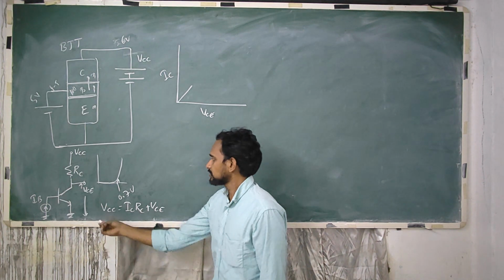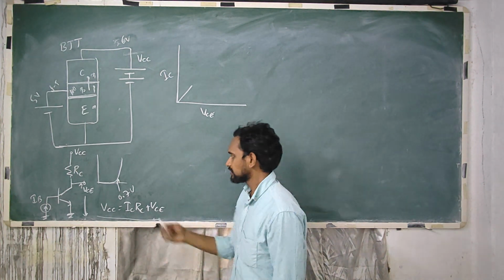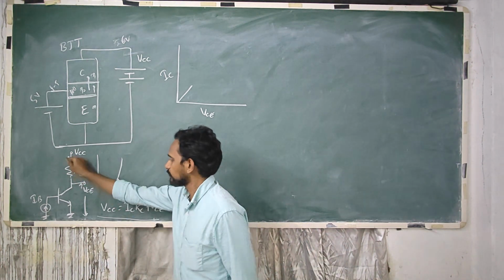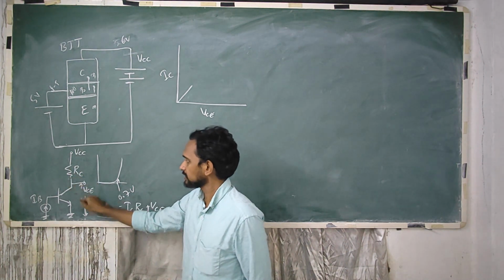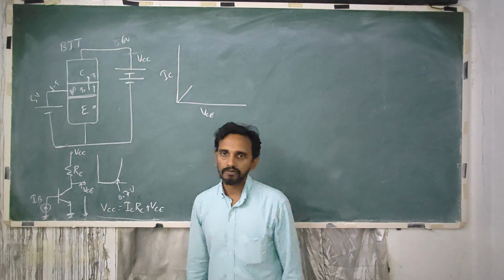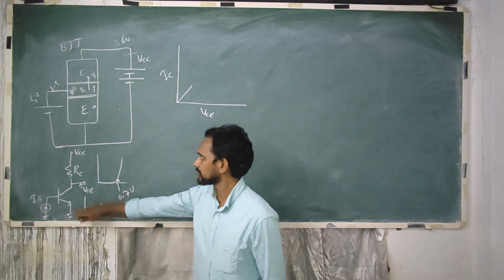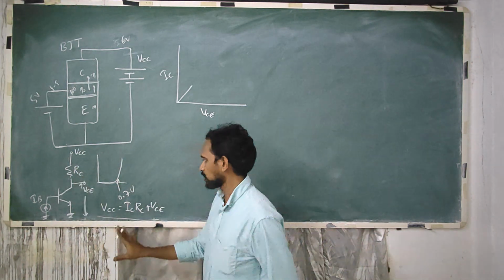Okay, so whatever voltage supplied here will be utilized for two purposes. One, voltage drop across the resistance; another, voltage drop from collector to emitter. So because on the other end you have ground, so this has two components.